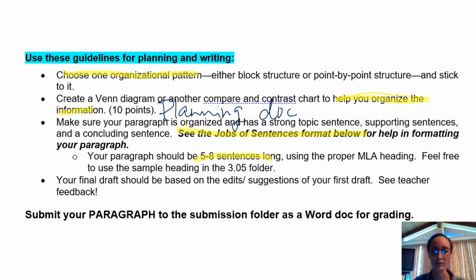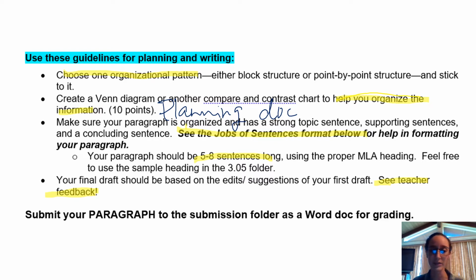Your final draft should be based on the edits and suggestions of your first draft. See teacher feedback. I cannot stress that enough. We write feedback on pretty much everything we grade for you guys, so make sure that you're looking at that, because it can give you lots of helpful hints for how to improve.